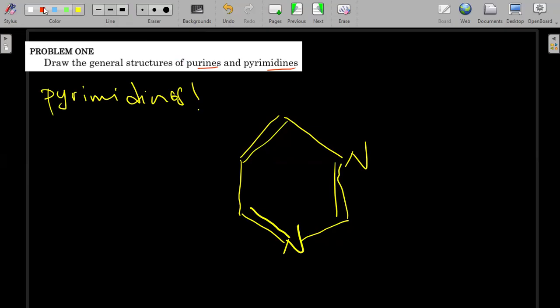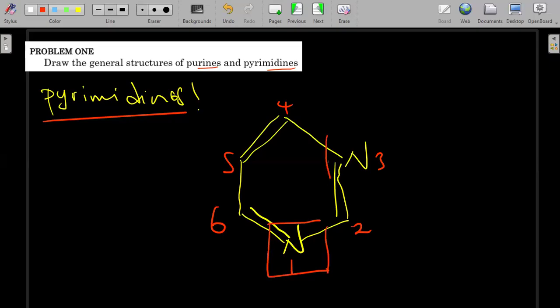We can number this structure starting from 1, and then 2, 3, 4, 5, and then 6. So we see that pyrimidines are just 6-membered rings with a nitrogen atom at position 1 and a nitrogen atom at position 3, like that. This is the general structure of pyrimidines.